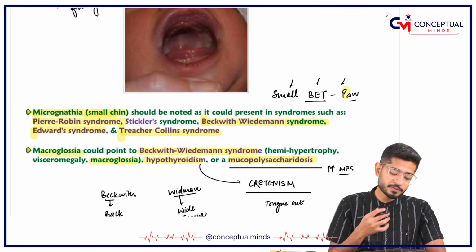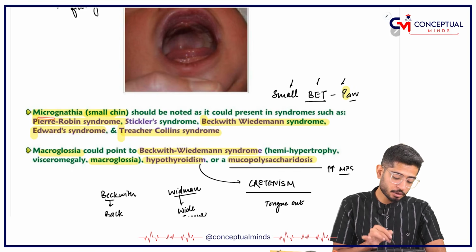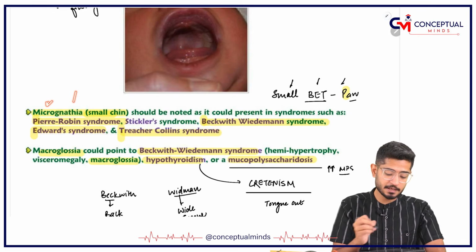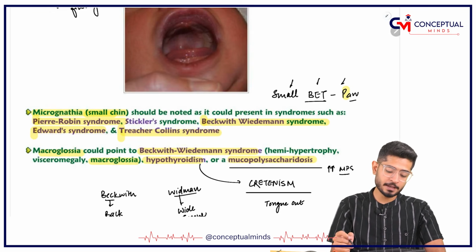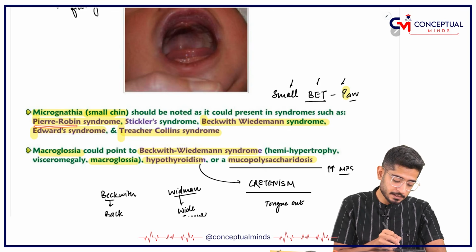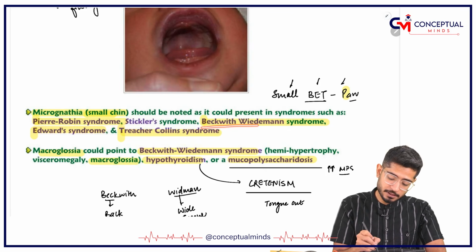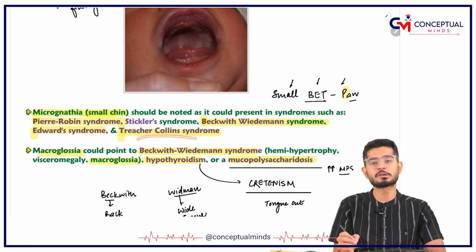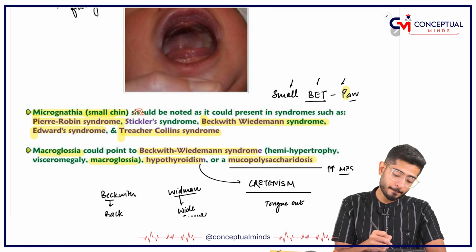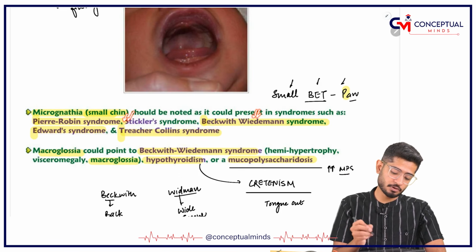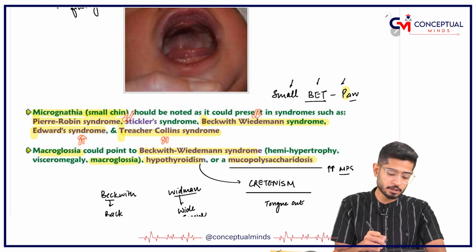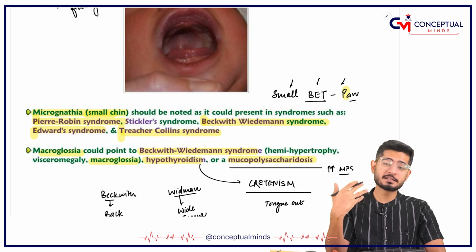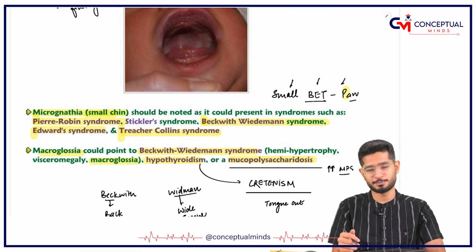Alright. Coming on to the chin. What is micrognathia? This is a small chin. Micro means small, gnathia means chin. So a small chin is going to be there in what? It is going to be there in Pierre Robin syndrome, Beckwith-Wiedemann syndrome, Edwards syndrome, and Treacher-Collins syndrome. I know the names are difficult. Just pause the video here and read these names 1, 2, 3, 4 times, and of course you will have it in your memory.